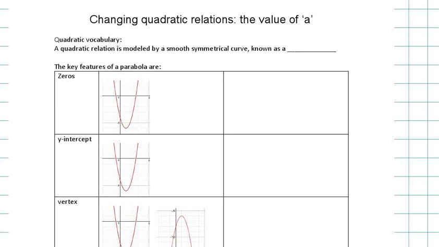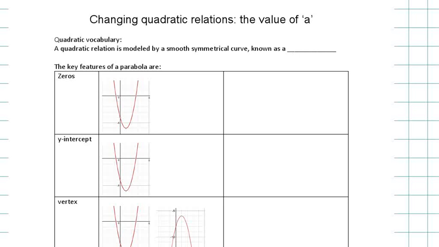So what we're going to do today is changing quadratic relation, which is the value of a. We're going to define a few things first, because we need to know what these points mean. I already talked a little bit in the intro about all these different points, but I would also like to recap them with you today, and then we'll move on to the value of a. What does it do to the graph?